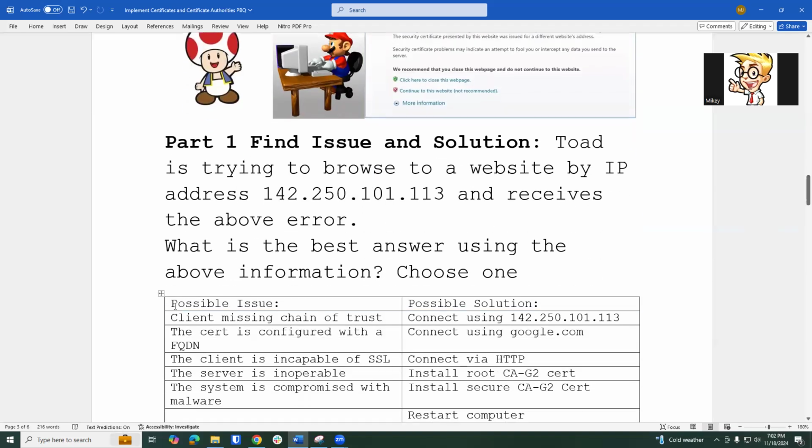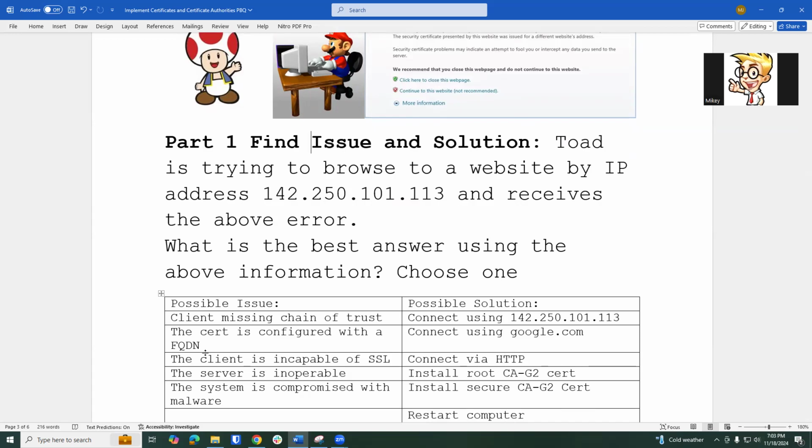Possible issue. We're missing chain of trust. Well, we are talking about certificates here, but not quite sure, right? The cert is configured with a FQDN or fully qualified domain name. The client is incapable of SSL. The server is inoperable. The system is compromised with malware.